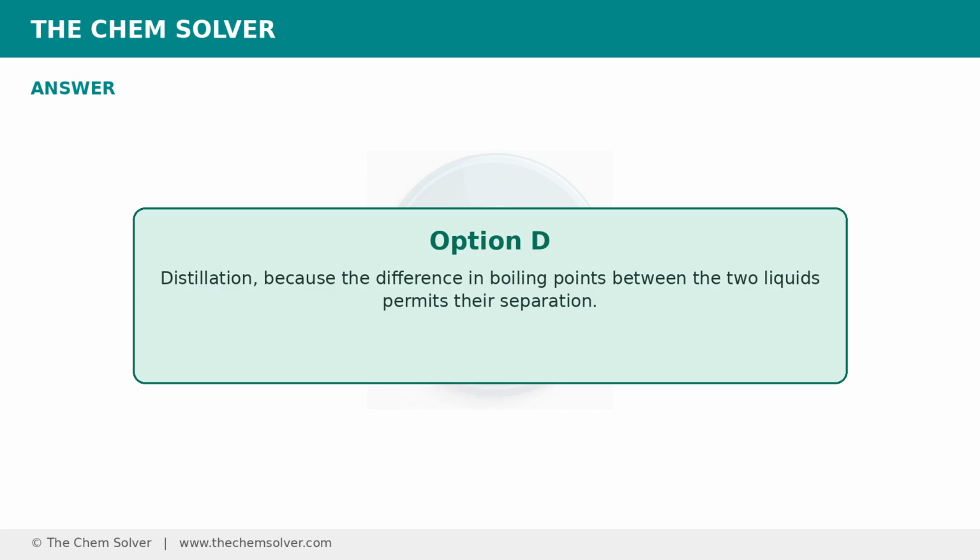The correct answer is option D, distillation, because the difference in boiling points between the two liquids permits their separation.